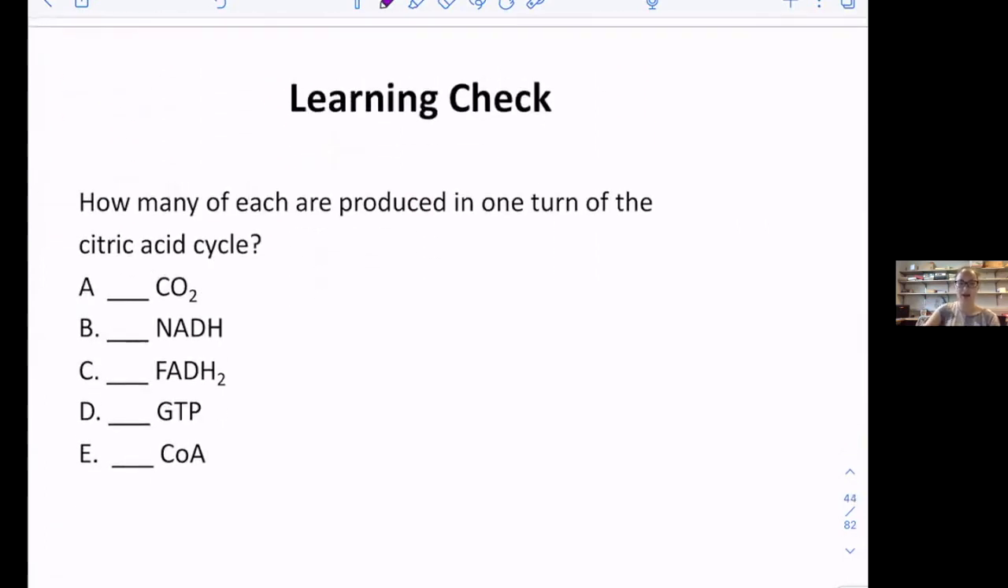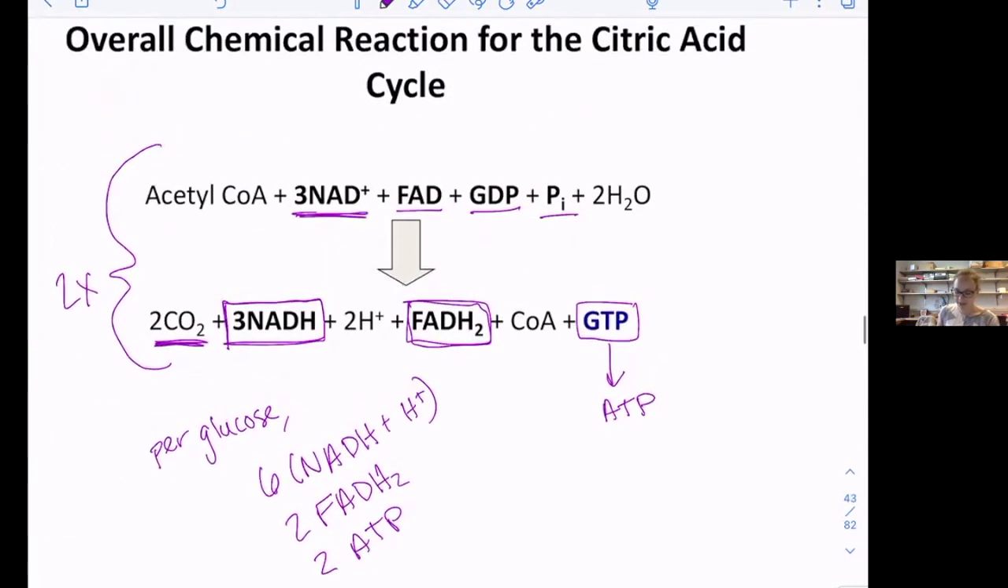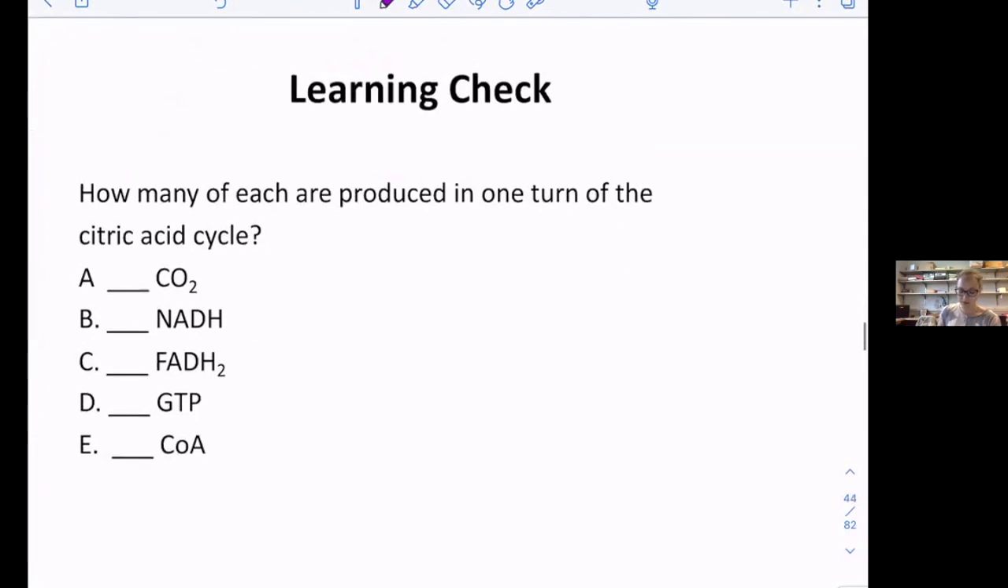So learning check, how many of each of these are produced in 1 turn of the citric acid cycle? So only 1, not for both. Let's look. We can just check up here, but let's go through it. We form 2 carbon dioxides. We form 3 NADHs, and remember, that has H pluses associated as well. 1 FADH2, 1 GTP that forms ATP, just transfers that over, and then 1 CoA enzyme.